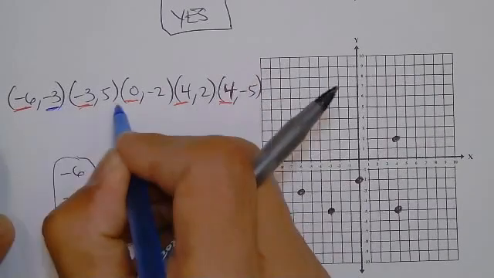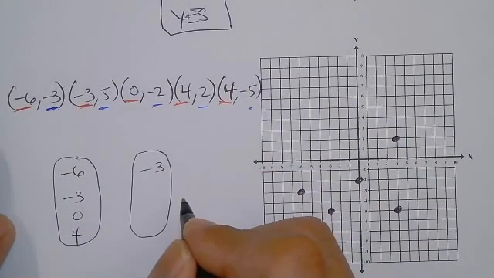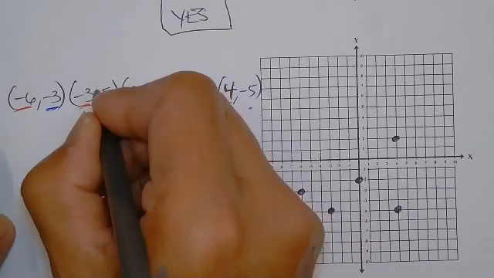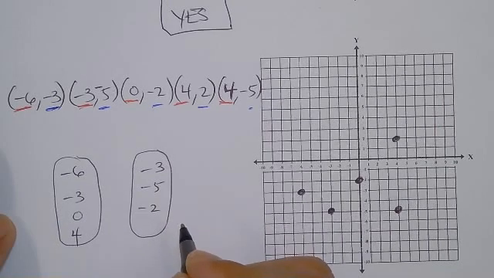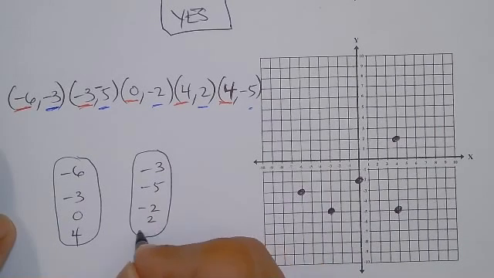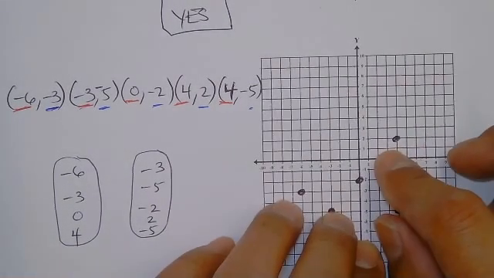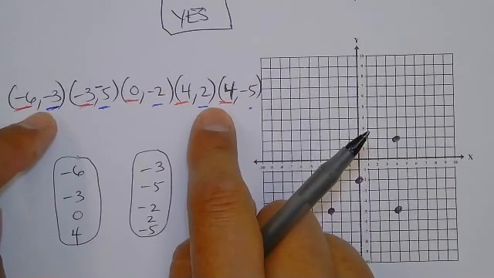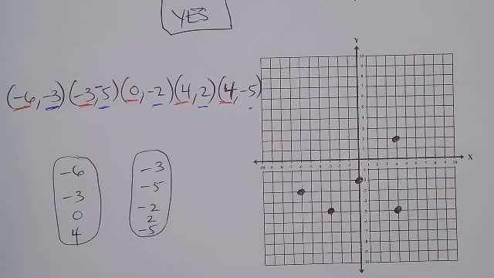And what do I write for the range? -3? Oh, is it -5? I wrote it wrong over here. -5, -2. Okay, that one had more. Okay, so whether you're looking at it here on a graph, or here as a set of points, or on a table, or as a mapping, how will you know when it fails? That's what I need you to understand today.